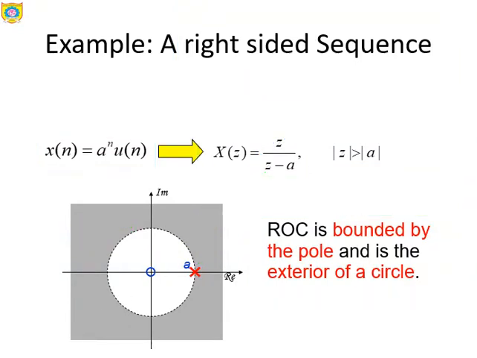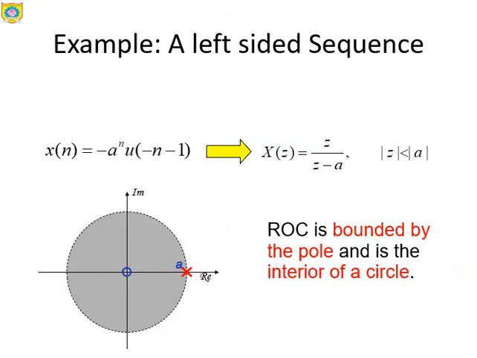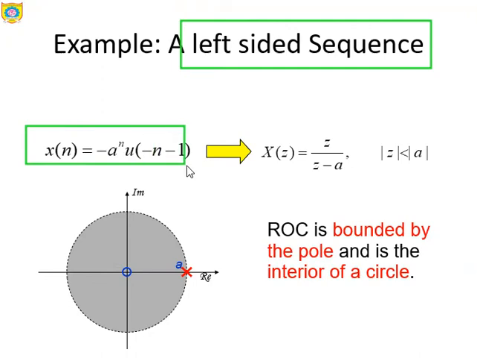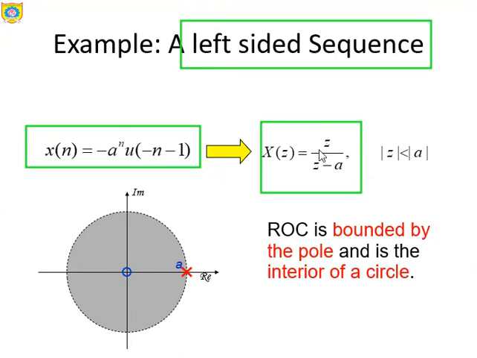The same is applicable for the left sided sequence also, which we have seen earlier. If x of n is equal to minus a raised to n u of minus n minus 1, this is the z transform. From this z transform, let's plot the poles and zeros. Equating the numerator to 0, that is z equal to 0, will be the zero. X of z will be 0, so the zero will be plotted at the origin. Similarly, the denominator will be equated to 0, so z equal to a will give me the pole of the system.